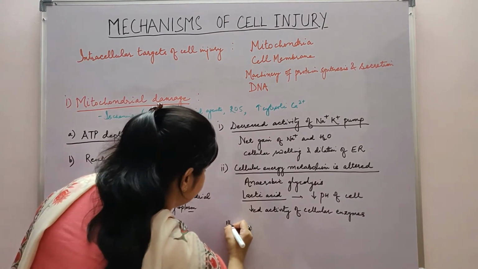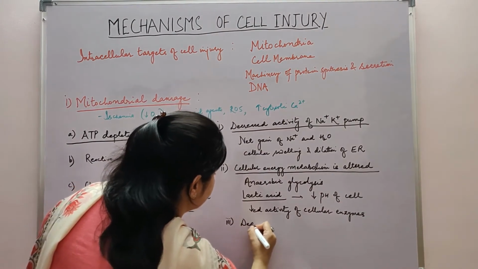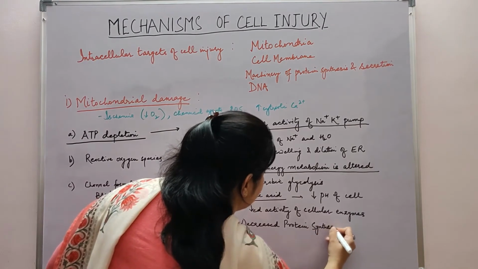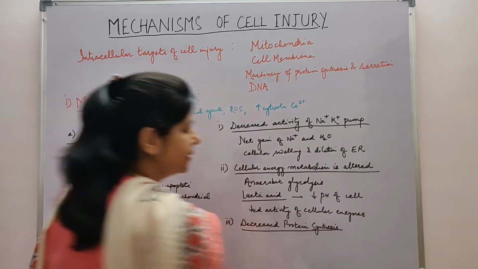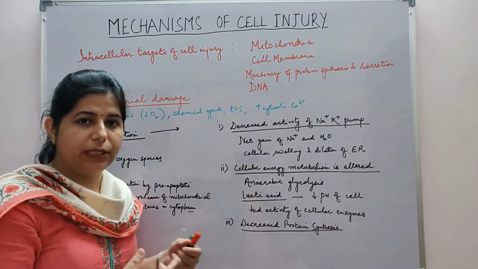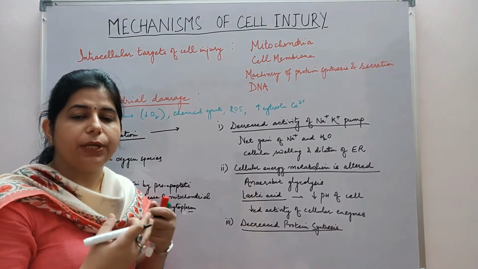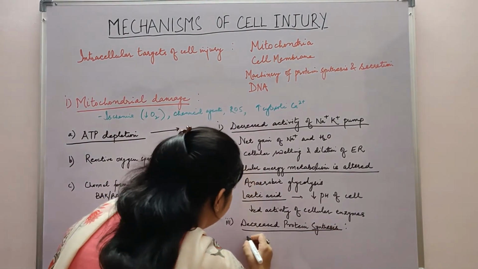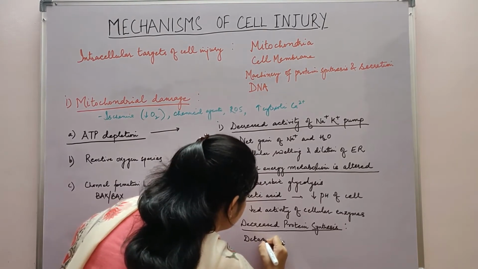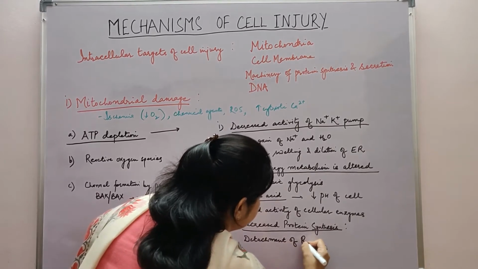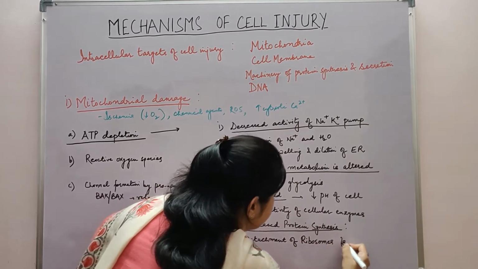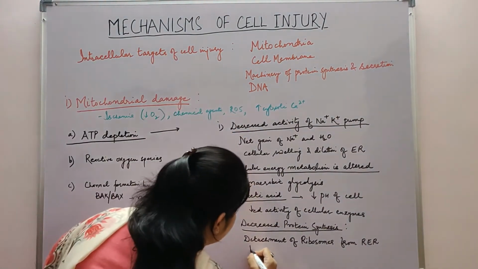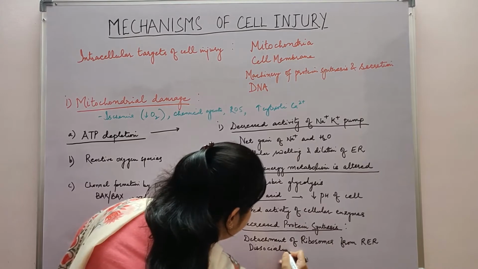Third is decreased protein synthesis. As ATP is required for protein synthesis, in the depletion of ATP there will be decreased protein synthesis. The protein synthetic apparatus will be disrupted. What does it mean? There will be detachment of ribosomes from the rough endoplasmic reticulum, and also dissociation of polysomes.